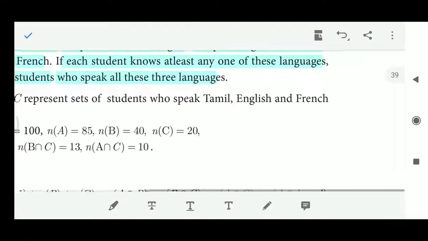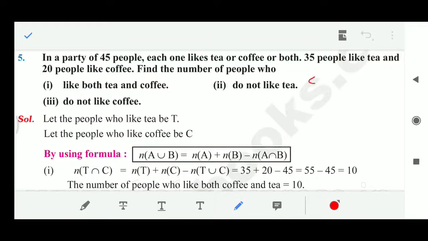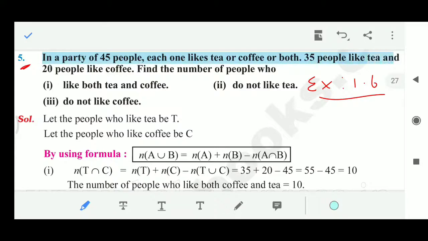Next we will see important 5 marks questions from exercise 1.6. Here the fifth sum is: in a party of 45 people, each one likes tea or coffee or both. 35 people like tea and 20 people like coffee. Find the number of people who, one, like both tea and coffee; two, do not like tea; three, do not like coffee.